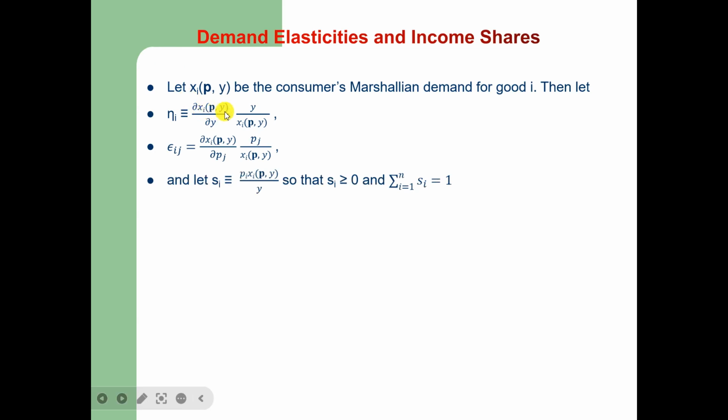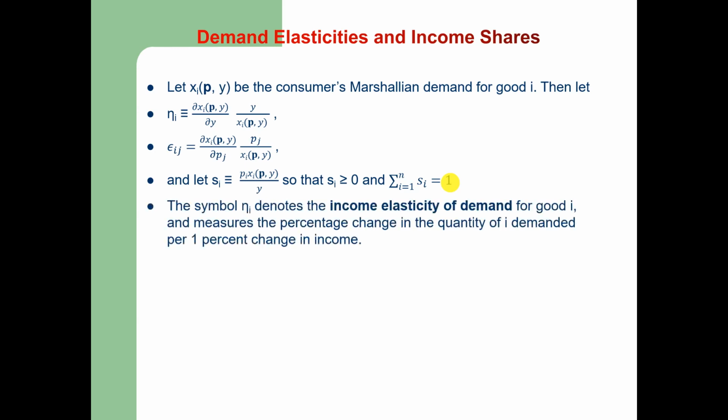So we may think of this as an income elasticity of demand and this as a cross price elasticity of demand. And let us suppose s_i is the income share, or the consumption spent on x_i. So this is basically the consumption share, so that s_i is greater than or equal to 0, and the summation of s_i for i from 1 to n is equal to 1. So it means that if we sum up the income share of various goods, or the expenditure on various goods, then the shares will be equal to 1.